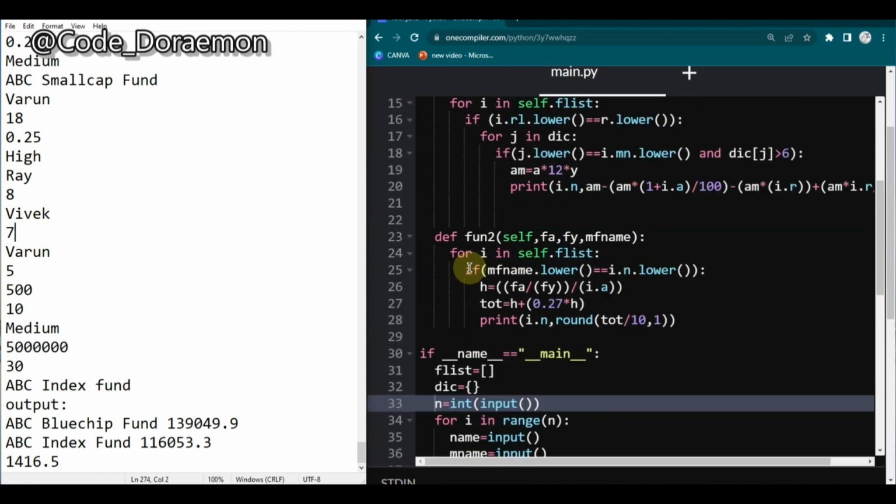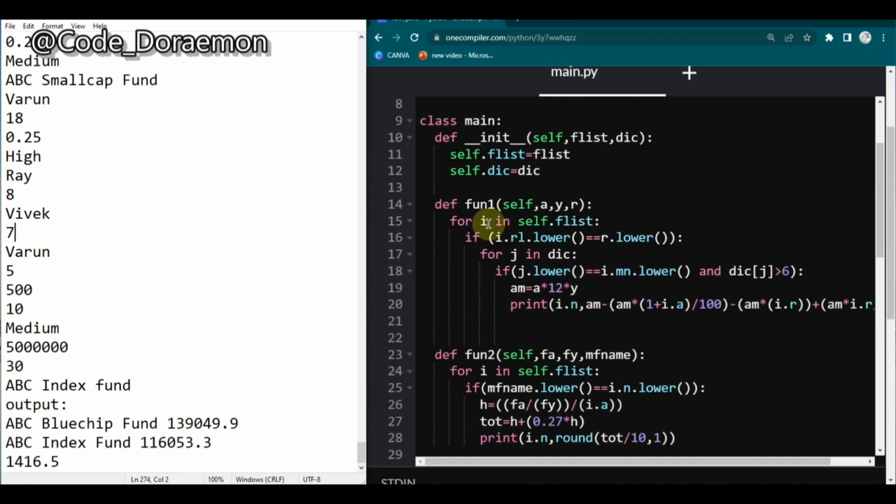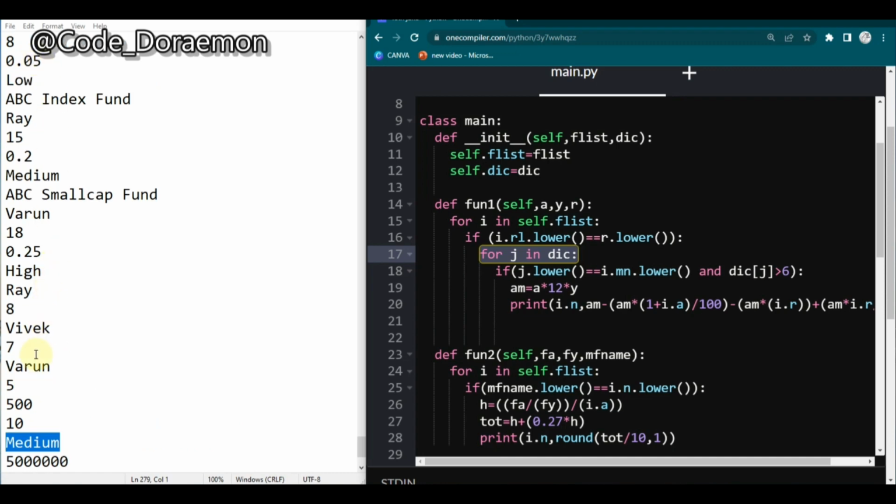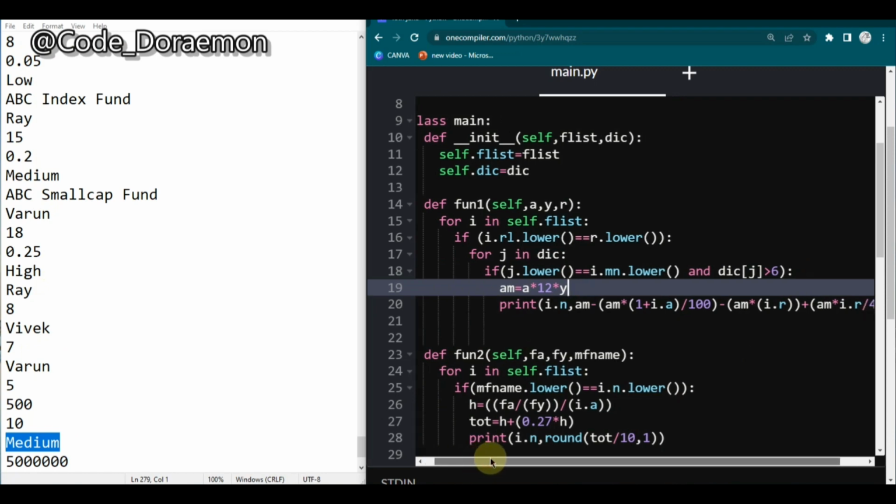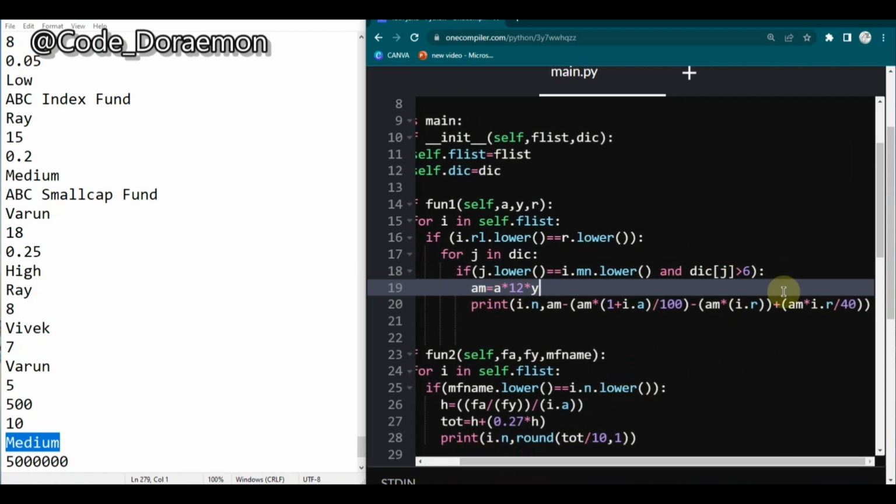So now if I go to fund 1, what I have done is, first we have to find which mutual fund has the risk level as medium. So that I did, and then I iterated through the dictionary and found which manager among these mutual funds has the rating higher than 6. And after that, you have to calculate the amount which you may get from that mutual fund. For this calculation, I did a very simple calculation of this amount.